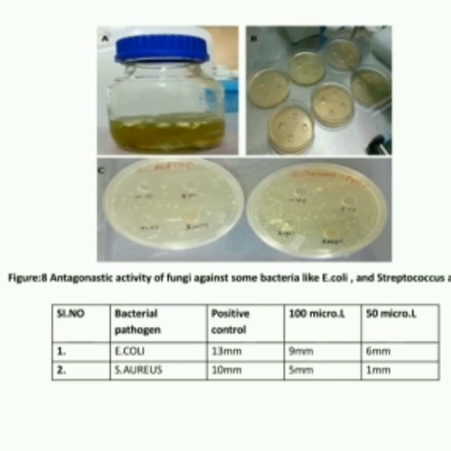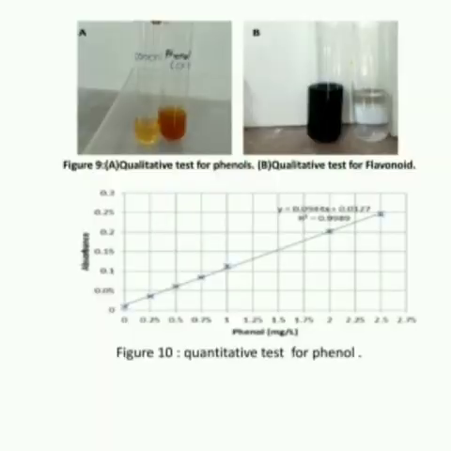Qualitative and quantitative tests were done for flavonoids and phenols. Flavonoids give a yellow color and it shows the presence of flavonoid. Phenols produce a reddish brown color. It shows the presence of phenol.